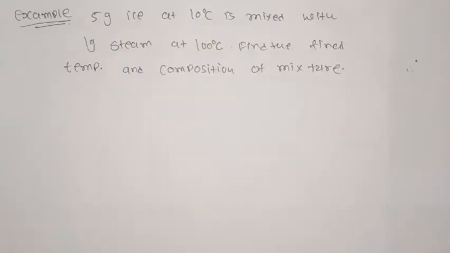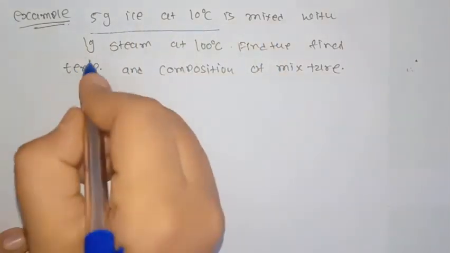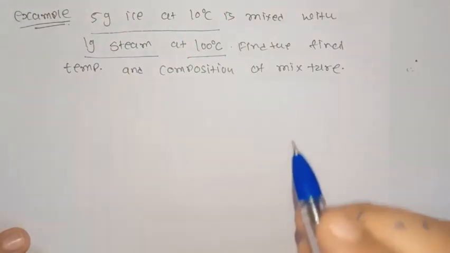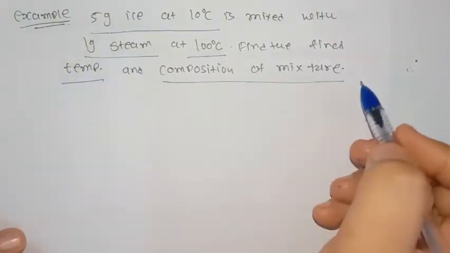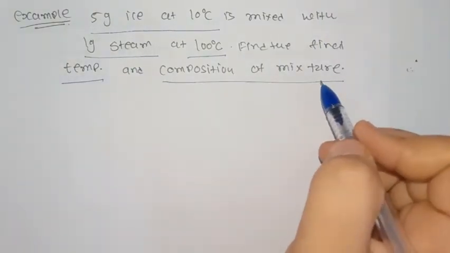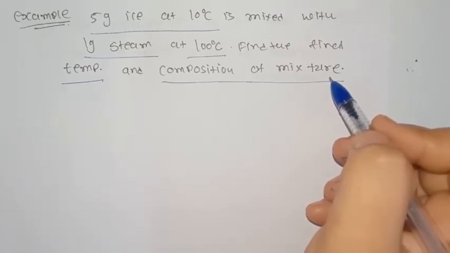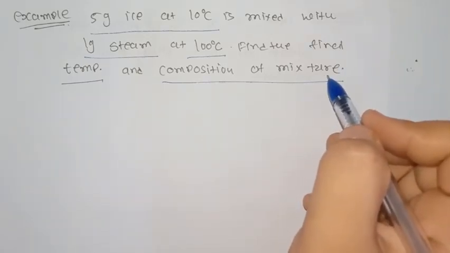Now, let us see some examples based on the principle of calorimetry. In this example, 5 gram of ice at minus 10 degrees Celsius is mixed with 1 gram of steam at 100 degrees Celsius. We want to find the final temperature and the composition of the mixture. The meaning of composition of the mixture is whether the final result would have ice and water, only water, or water and steam. We want to find that composition.